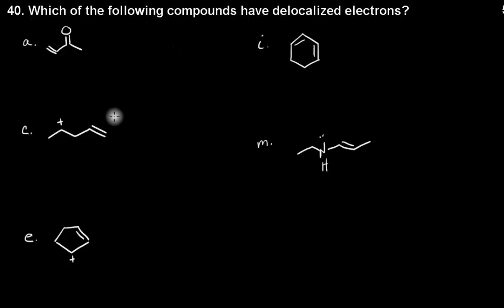Okay, so moving on to chapter 7, question 40. What we're basically asking for all of these little sub-questions is, do these following compounds have delocalized electrons? And some of these are going to be neutral, some of them are positively charged, and I think even some of these are negatively charged too.